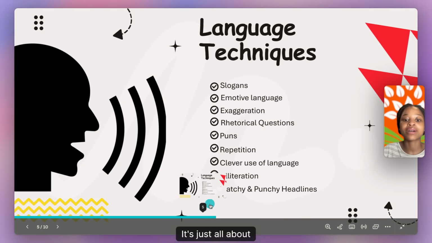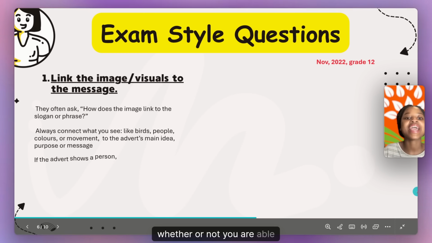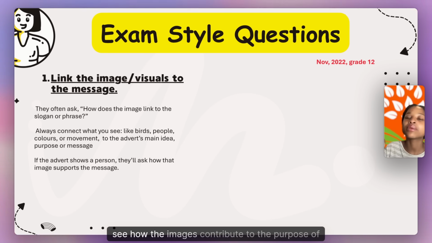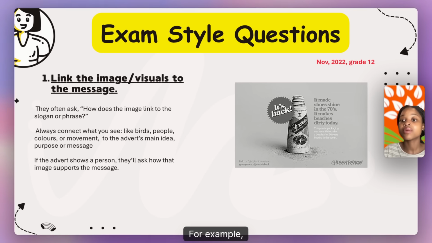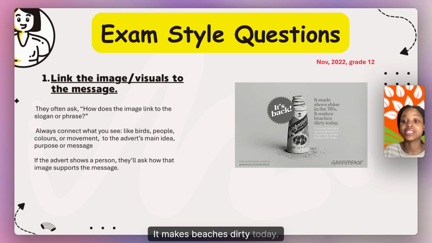Okay, it's all about, because they're usually just testing whether or not you are able to see how the images contribute to the purpose of the ad. For example, let's look at this ad from November 22. This is a grade 12 paper, home language, English, right? It says it made shoes shine in the 70s, it makes beaches dirty today.